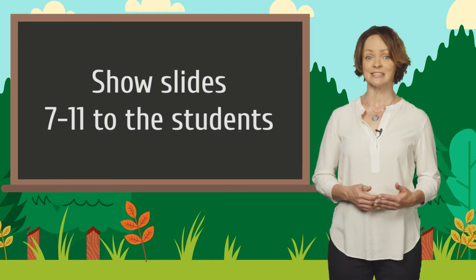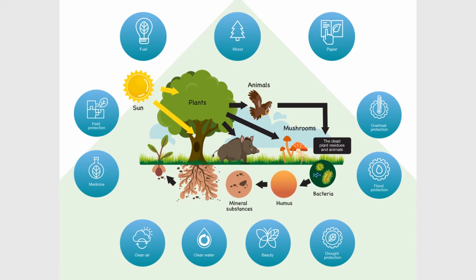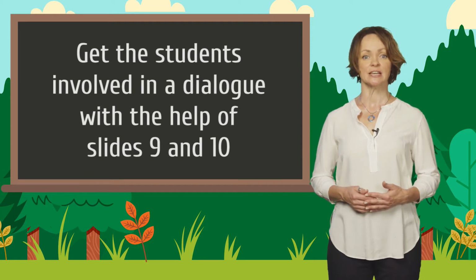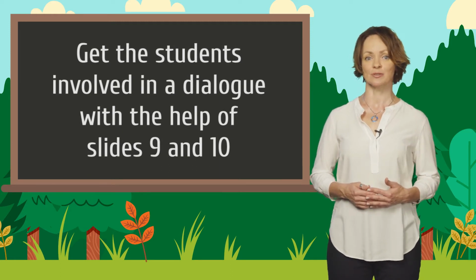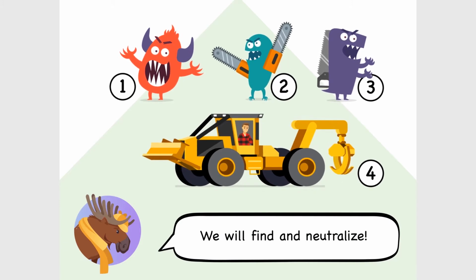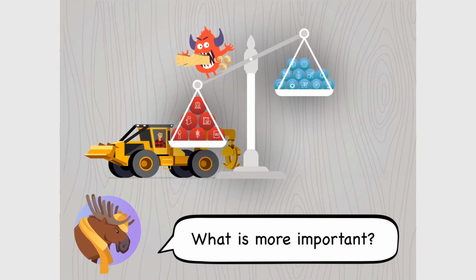While showing the slides 7 to 11, tell the students about the functions of the forest vital for the well-being of all living things and about the reasons behind forest depletion around the world. Get the students involved in a dialogue with the help of slides 9 and 10. While searching for the main culprit responsible for the forest gone missing, you are going to arrive at a distressing conclusion: humans do the most harm to the forest.